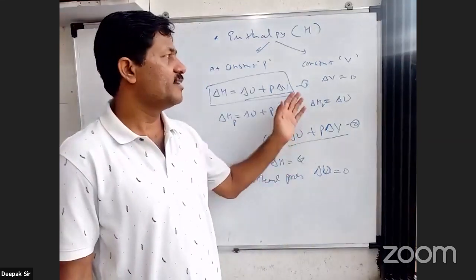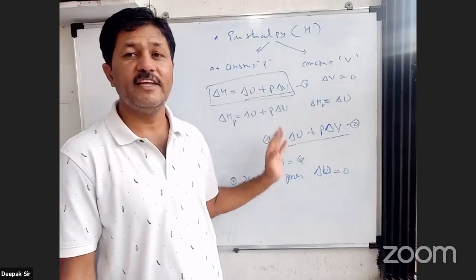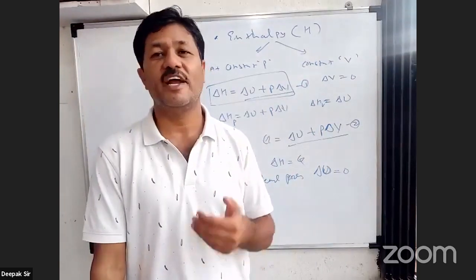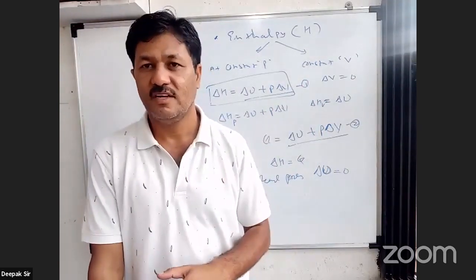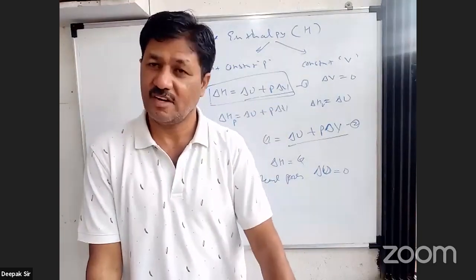So heat of reaction can be calculated at constant pressure, can be calculated at constant volume. And heat of reaction at different processes, isochoric, isobaric, isothermal, or adiabatic process can be calculated. That is the enthalpy. These are the things which are involved with the enthalpy.